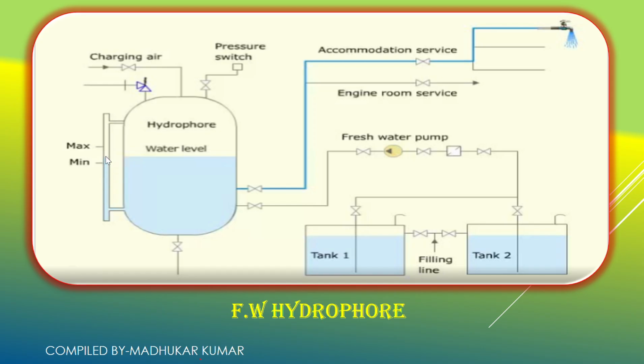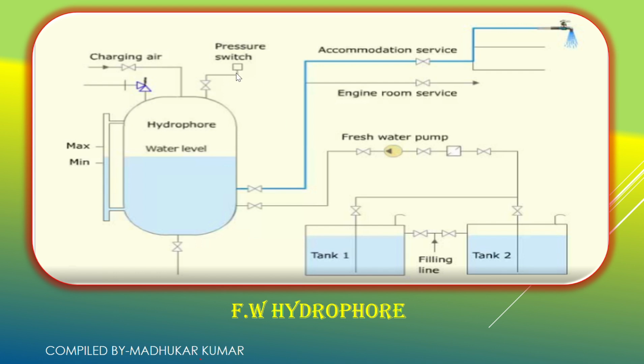Okay. So in this one we have marking maximum and minimum. So this is a completely automatic system. Here this maximum and minimum, I will tell you, is attached with a pressure switch, and the pump operation is completely automatic. This valve is there and this pressure switch is there.